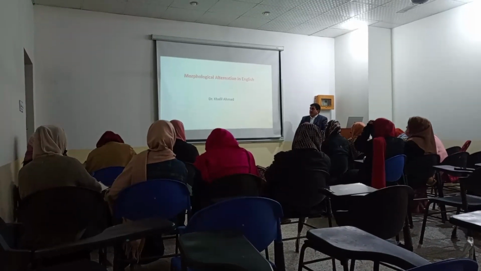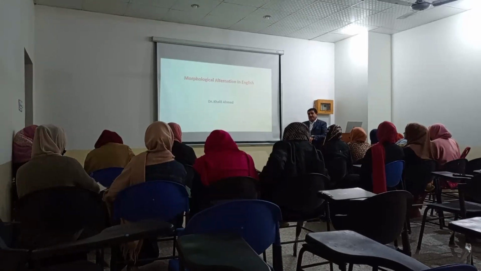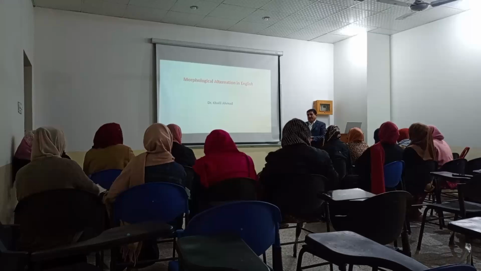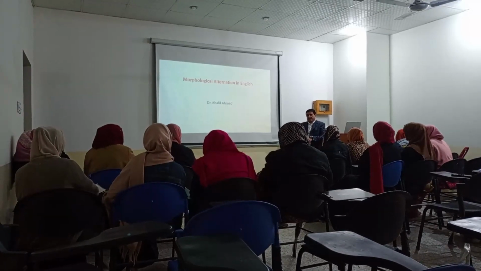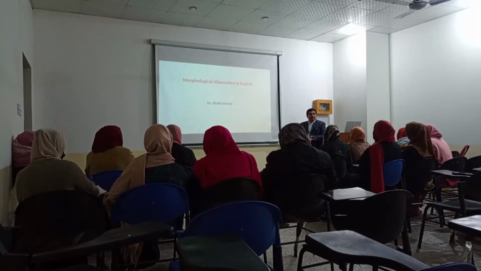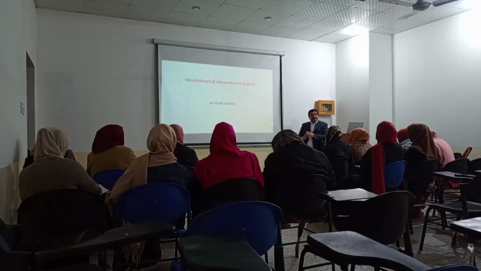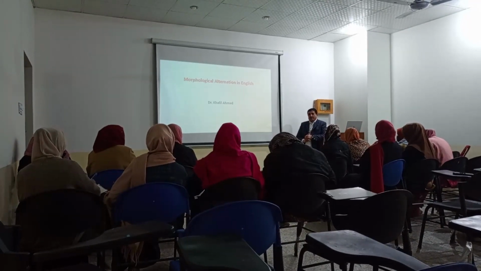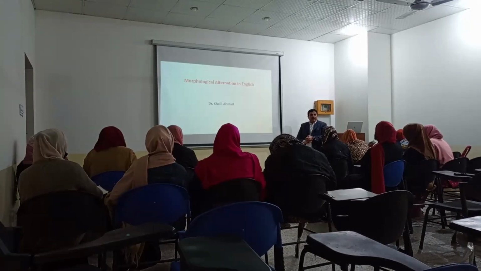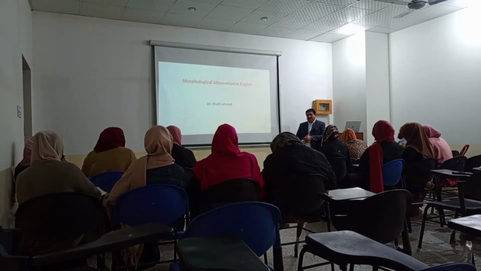The topic is morphological alternation in English. Now we have discussed morphological productivity, in which we look at the patterns of already existing words, and then we use that pattern for the new words to be produced. And in that scenario, we have discussed that there are two types of words produced after applying those rules. One is potential and the other is actual.